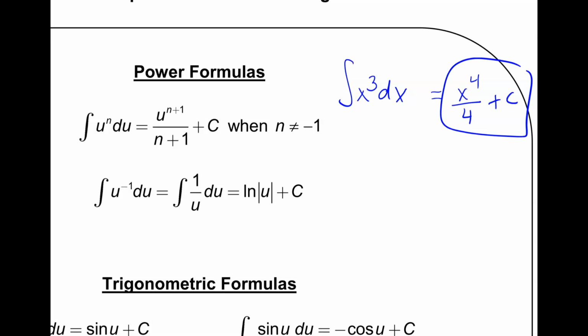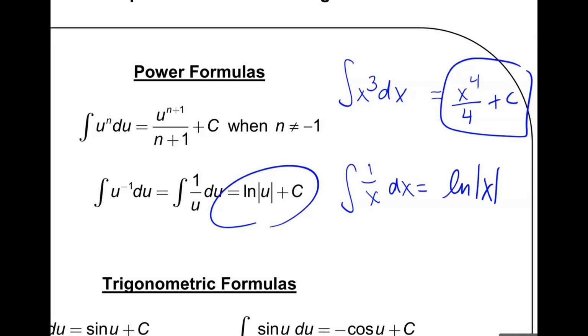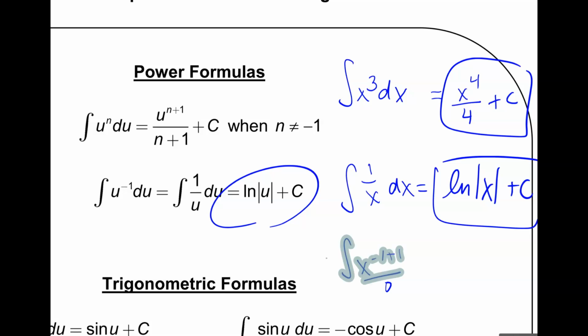Now keep in mind, this is what you can use anytime you have x as the base, except for when you have x to the negative 1, aka when you have 1 over x dx. This is the only time, and then you have ln of u. So this is just ln of x, absolute value, plus c. Because imagine if you had x to the negative 1, and then you try to add 1, you're dividing by 0, what the heck, you can't do it. Okay, cool.